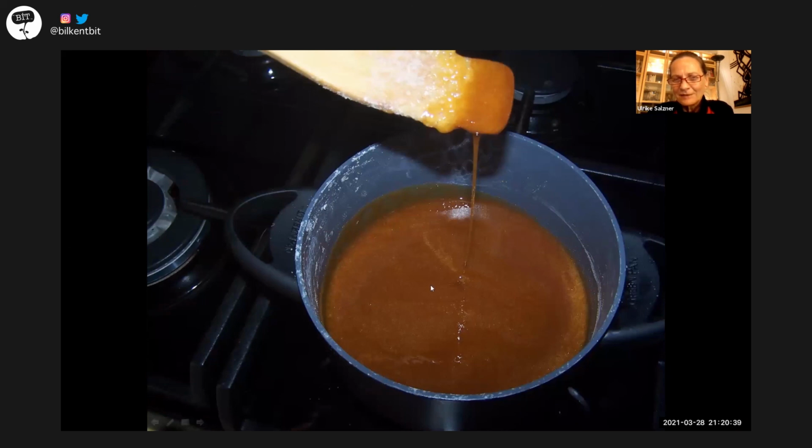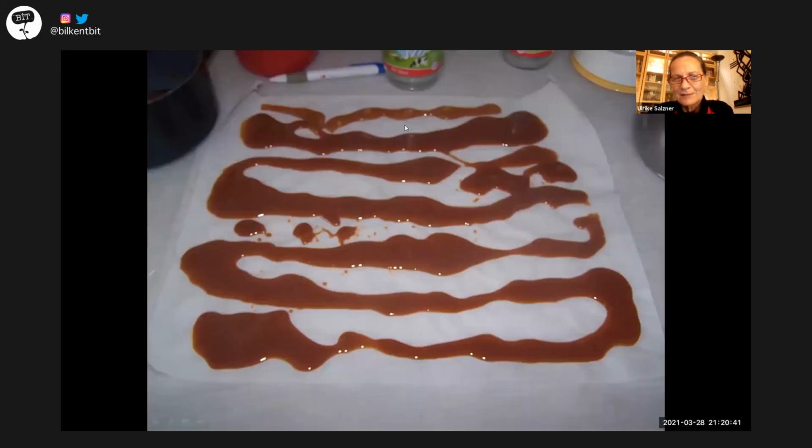And this one, once you have melted it completely, I spread it out on a parchment paper. This is caramel. This tastes good. I just was eating some of it. I made some into the tea. Really, really tasty.